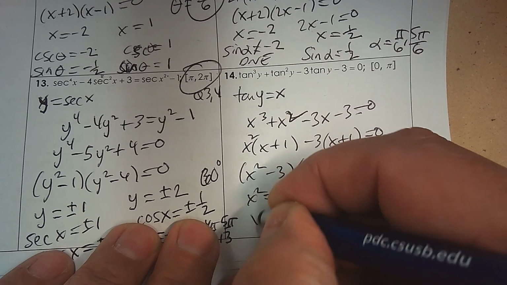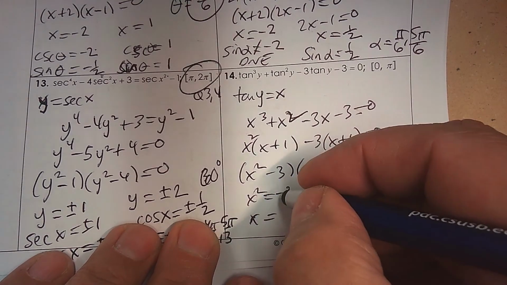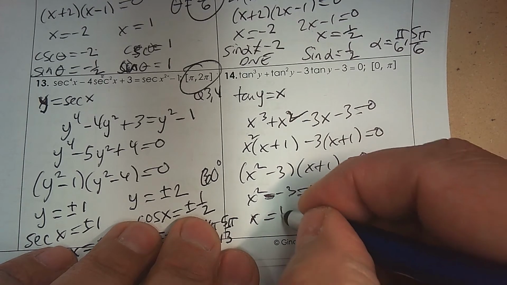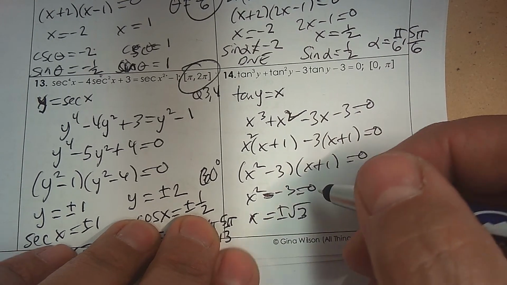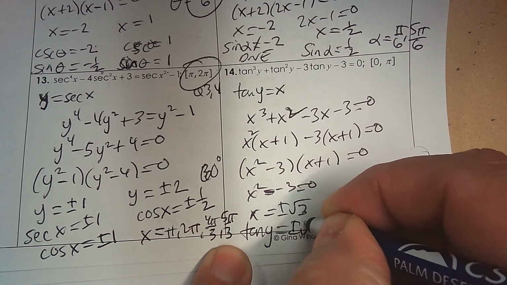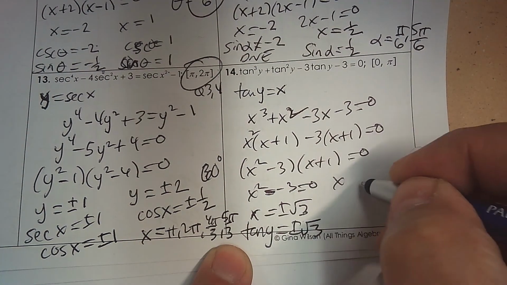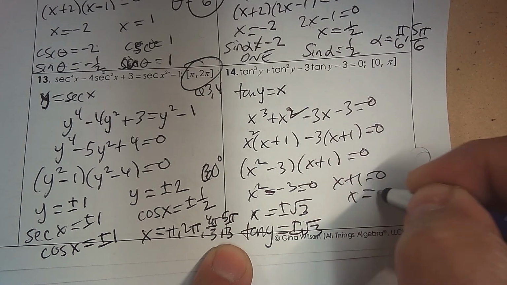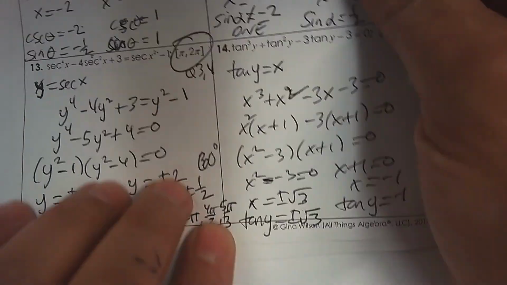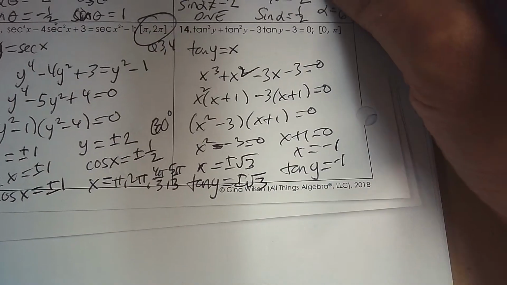So if I solve this, x squared minus 3 equals 0. Add 3 and take the square root. You get positive or negative root 3. Now put tangent back in. For here, subtract 1, and then again put tangent back in. I'm going to run out of space here.